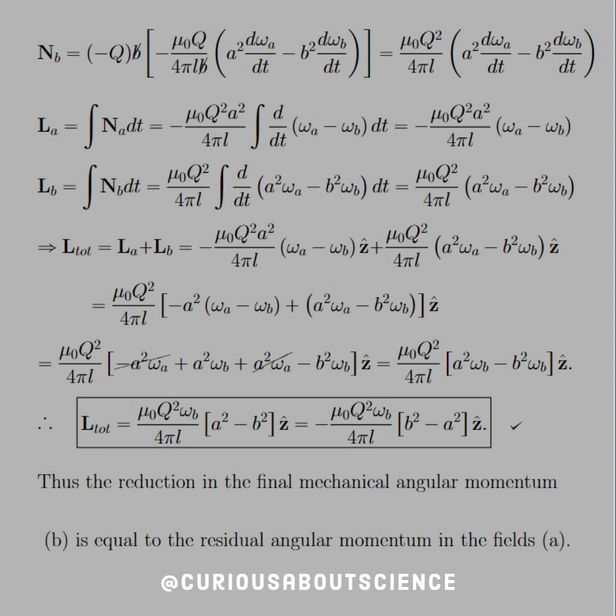And thus the reduction in the final mechanical angular momentum is equal to the residual angular momentum in the fields. Holy cow, they are the same. That is freaking awesome. The field momentum is equal to the mechanical momentum. Everything stays conserved. This is a wonderful, wonderful conservation law.